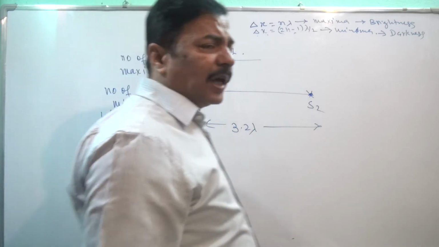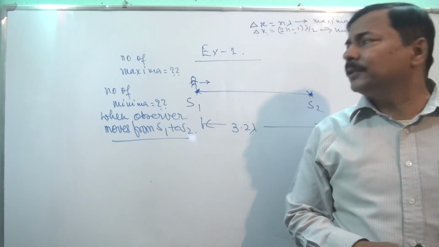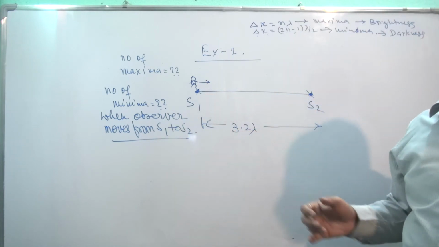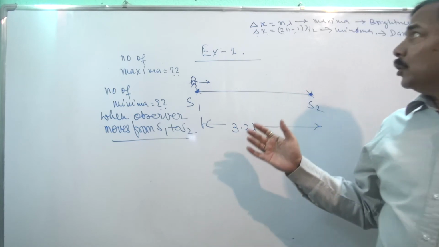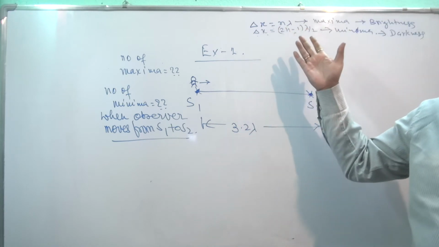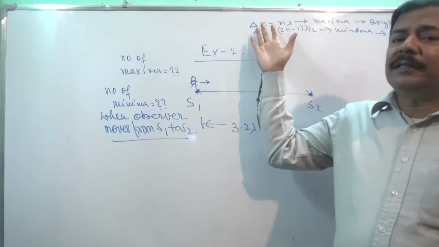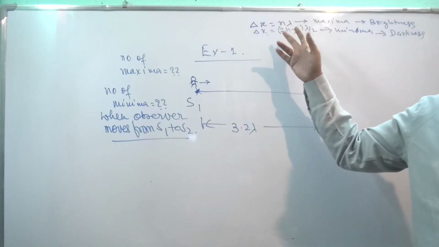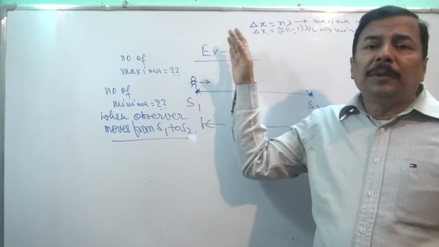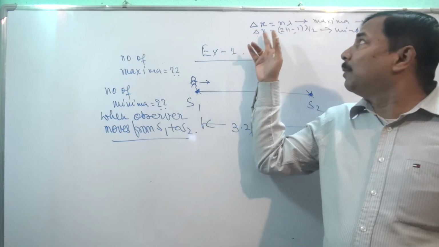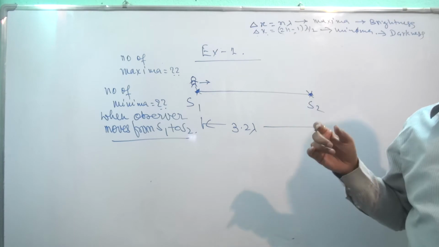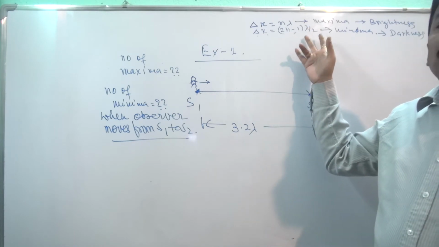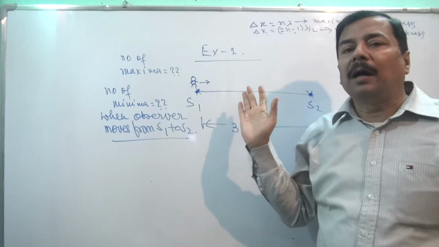Now in this type of question, the observer is moving from S1 to S2, the distance is given, and you have to apply this condition. Wherever this condition is satisfied, maxima will be observed. That means if the path difference comes to be an integral multiple of lambda, we will get maxima, and if the path difference comes to be an odd multiple of lambda by 2, we will get minima.